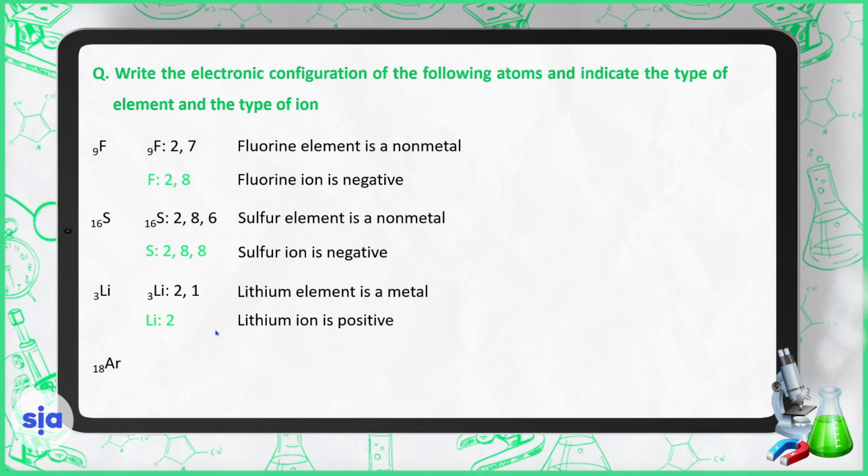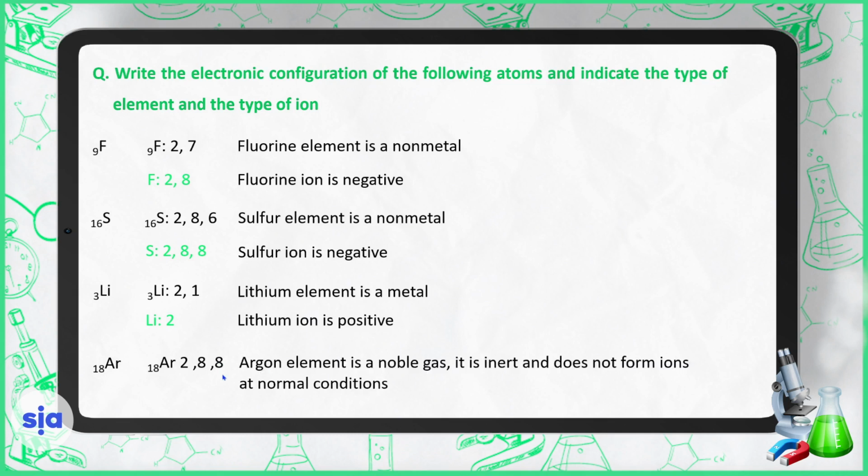Argon, 18 electrons, 2, 8, 8. Notice that the outer energy level is completely filled with 8 electrons. So it's a noble gas. It is inert and does not form ions at normal conditions.